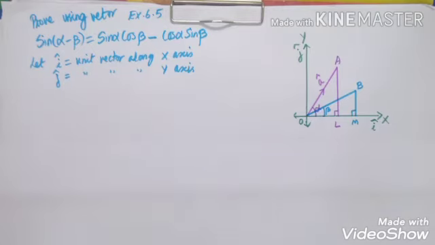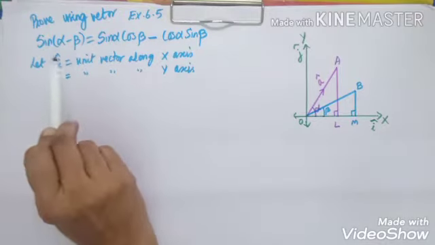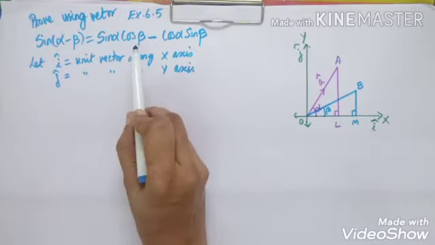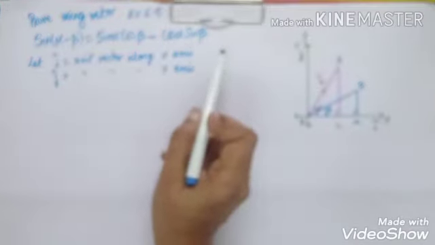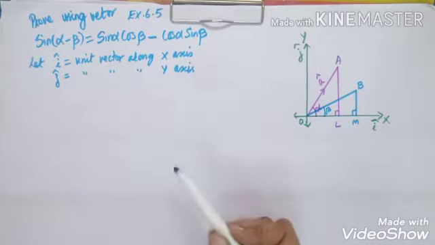Good morning. Today we are going to do very important 5-mark problems that are quite simple as well as easy too. Prove using vector methods sin(alpha minus beta) equals sin alpha cos beta minus cos alpha sin beta. It's a famous trigonometry formula we learned last year.